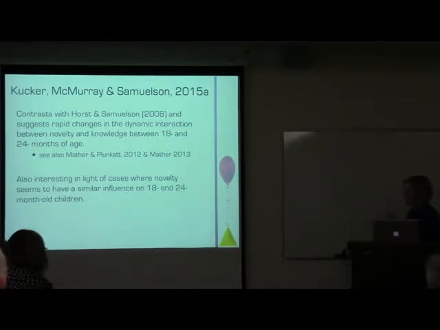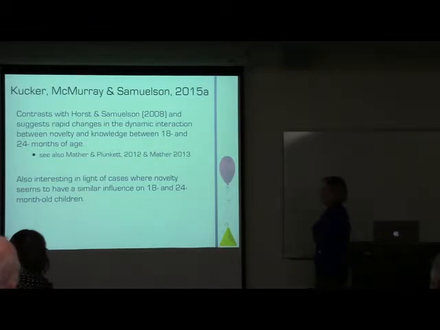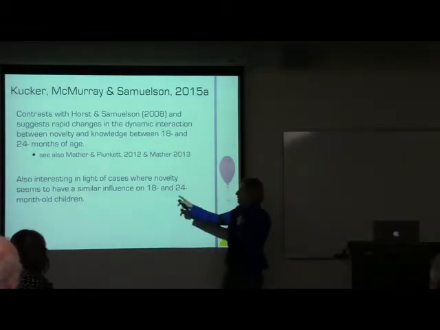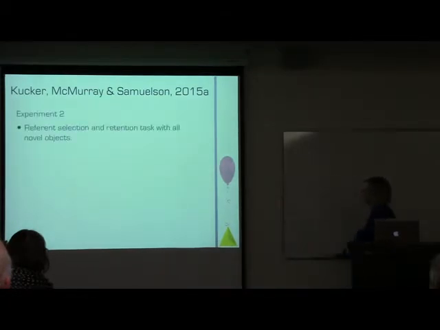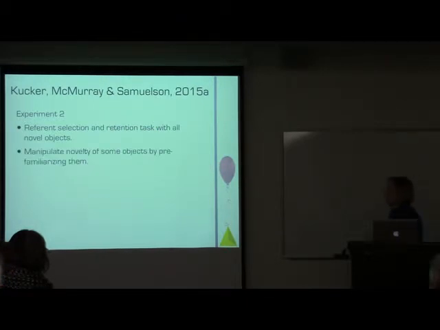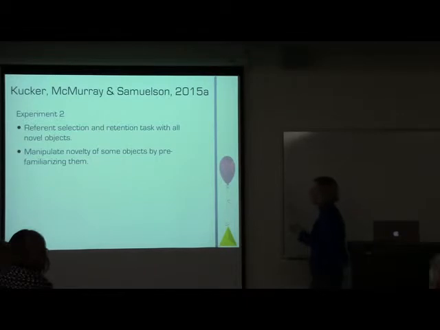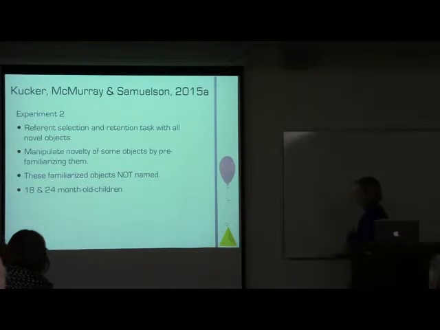I also think this data is interesting in light of some other work that we did, where it turns out that 18 and 24-month-old children will show the same kind of response to novelty. So in this case, we do a reference selection and retention task with all novel objects. Okay? And we manipulate the novelty of some of those objects by pre-familiarizing them. Okay? We don't name them when they're exploring the objects. And like I said, we do this with 18 and 24-month-old children.